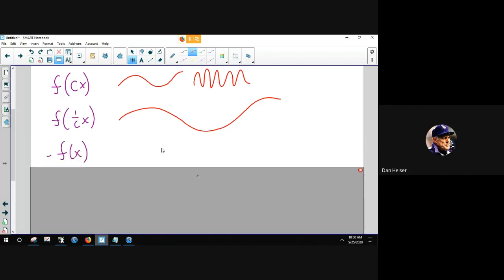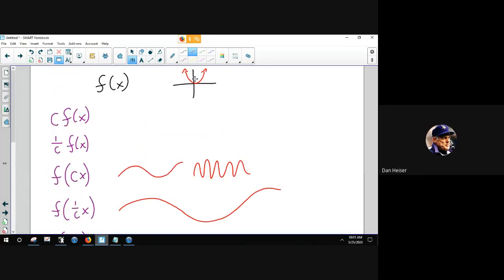Put a negative out in front of the function. You're going to just reflect it over the x-axis. So let me go back to our function up here. F of x, if I were to say what's negative f of x, it would flip it over the x-axis. So you would see this N shape coming down. It just takes this and flips everything down.